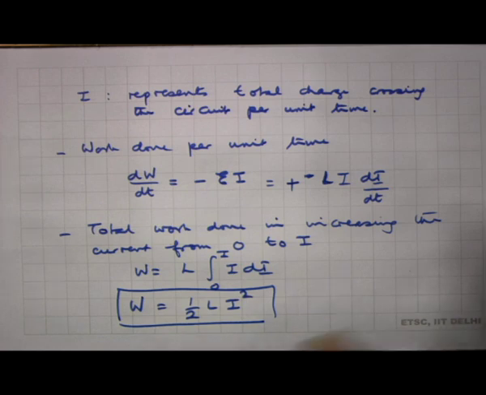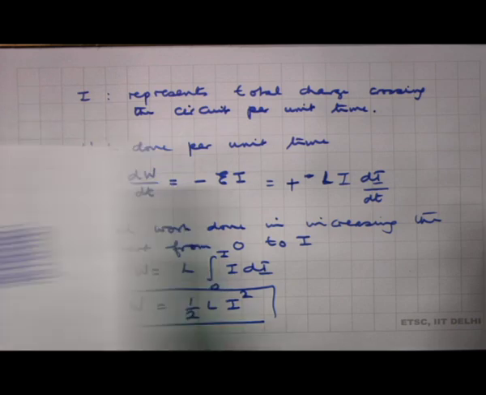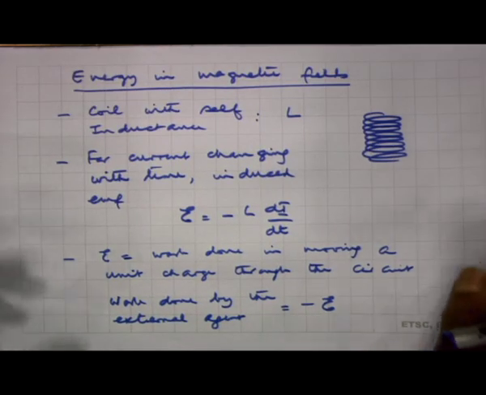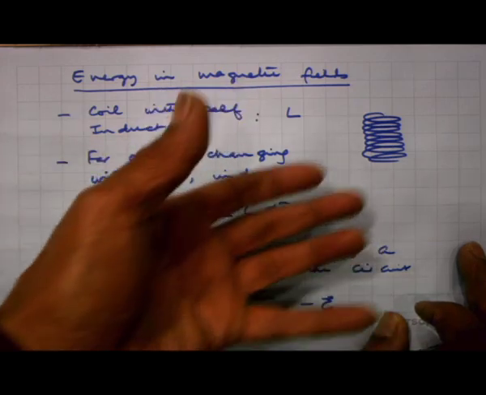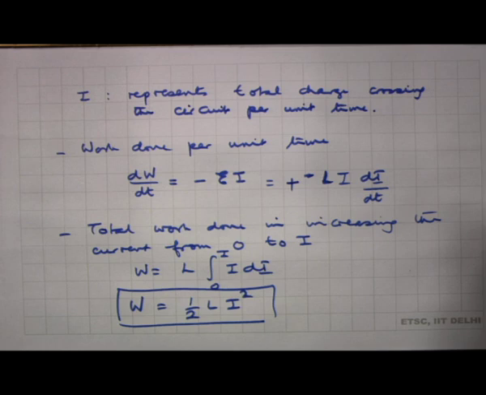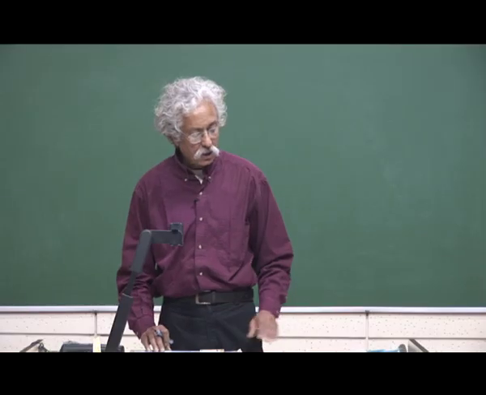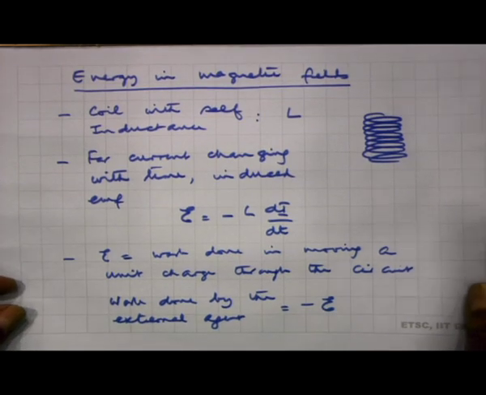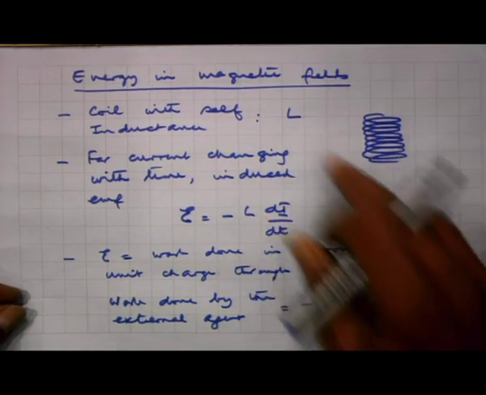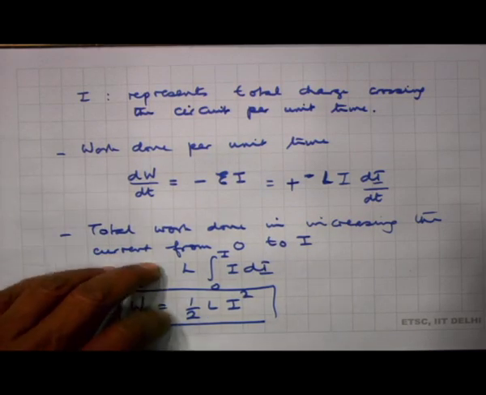So, for this particular solenoid or circuit, if I have increased the current from 0 to I, I have done some work, and that work is stored in the form of the current passing through the solenoid, or the magnetic field. I want to interpret this in terms of magnetic fields. This is in general, not just for a solenoid, but for any circuit containing a self inductance L, and the energy stored is simply half L I square.